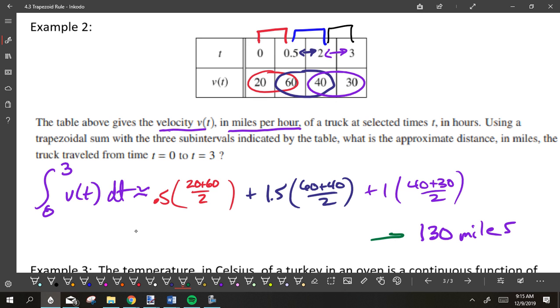But this 130 miles is the change in position. It's the change in position. Or in other words, during that 3 hour span, you went 130 miles. Everybody agree with me on that?